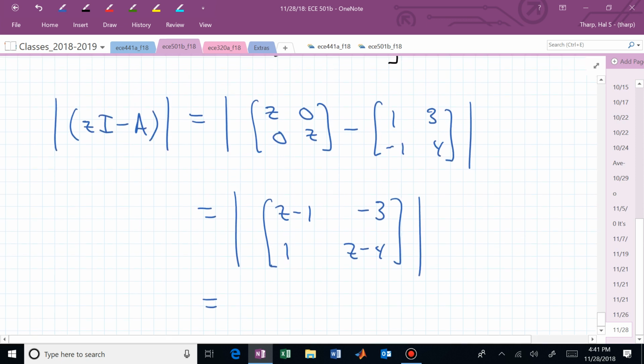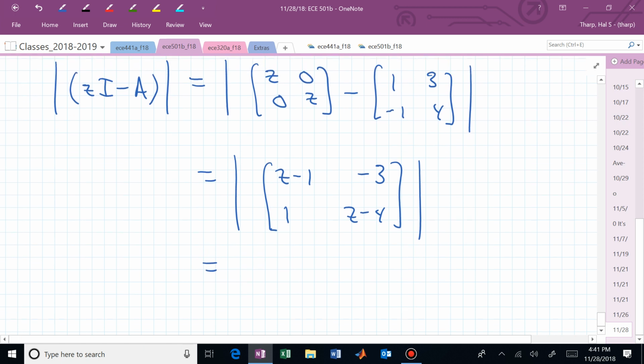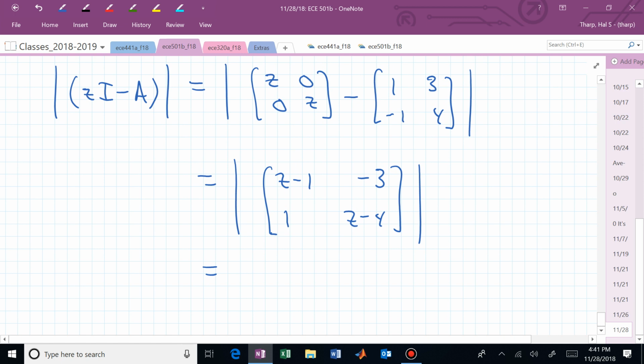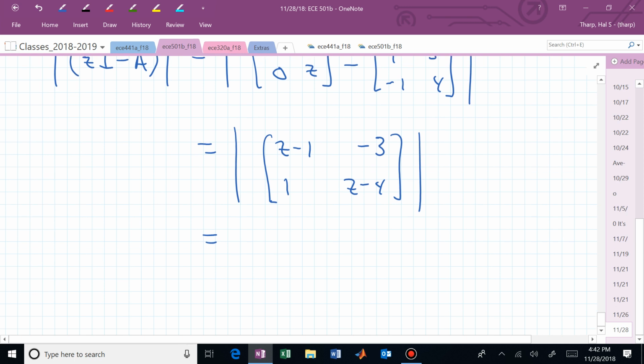The question was, does it matter how we algebraically combine? It could be a minus zi, and that would be equivalent. It just depends on what you're feeling like. In this case, I wanted to subtract a from zi. I usually think of it in terms of zi minus a, the determinant. Here we simply form the product of the diagonal and subtract the product of the off diagonal, and that will be our determinant.